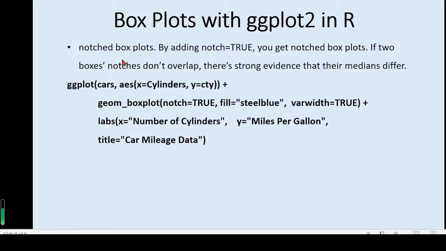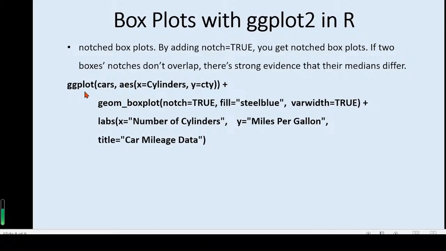And notched box plot. So if we add notch equals true, we can get a notched box plot. If two box notches don't overlap, there's strong evidence that their medians differ. So notch is used to make it easier to see than the default box plot.